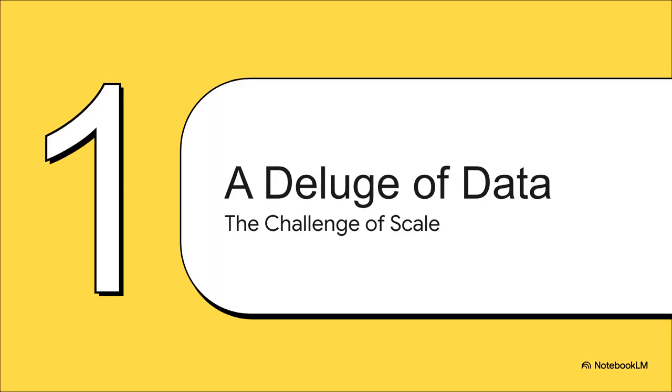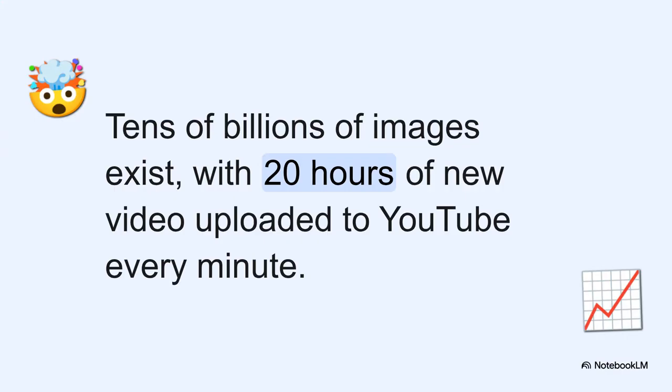Okay, first up, that deluge of data. You have to understand the sheer volume of pictures and videos being created every single day is the main engine pushing this whole field forward. It's a problem of almost unimaginable scale. I mean, we're talking about tens of billions of images just floating around on the web. And get this, 20 hours of new video are uploaded to YouTube every minute. So the question is, how do you build any system that can even begin to navigate that?